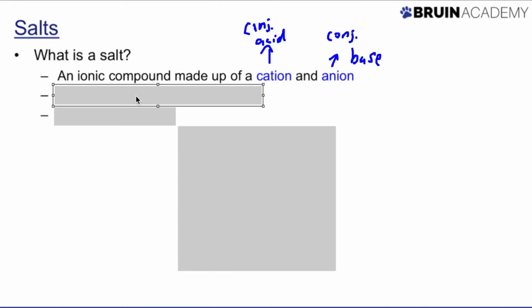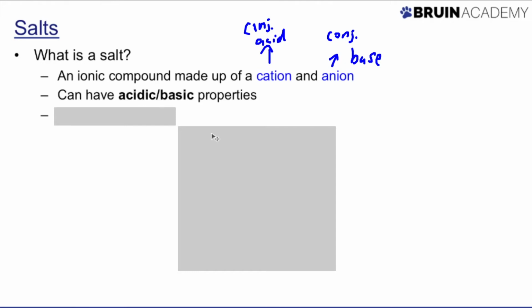So because they're composed of conjugate acids and bases, salts can have acidic or basic properties. Not all of them do, but some of them can if the base and acids lead to differences in pH. And while they're made up of cations and anions, which individually have charge, the salt overall will always have a net charge of 0, so it'll be neutral.